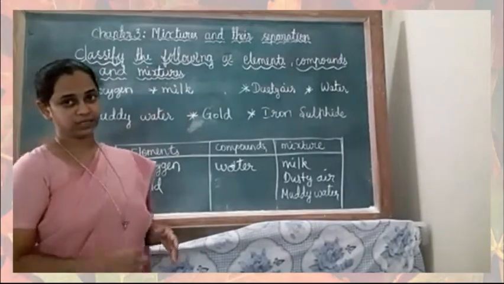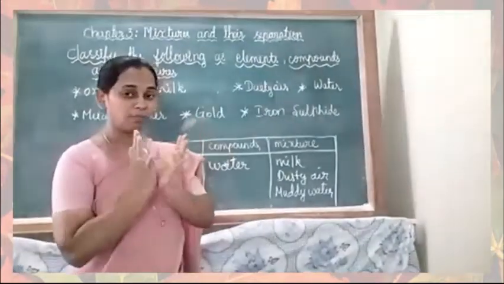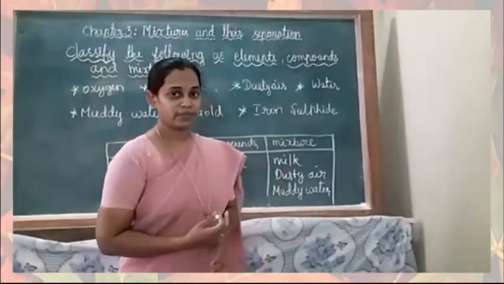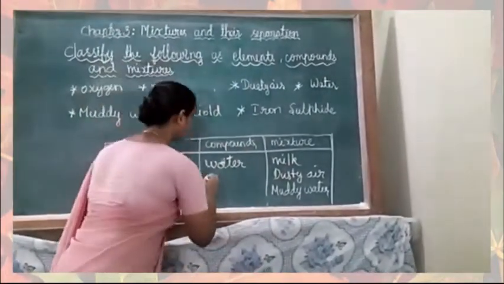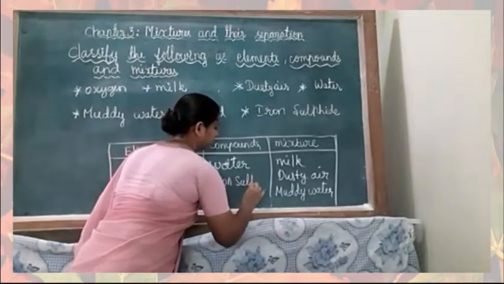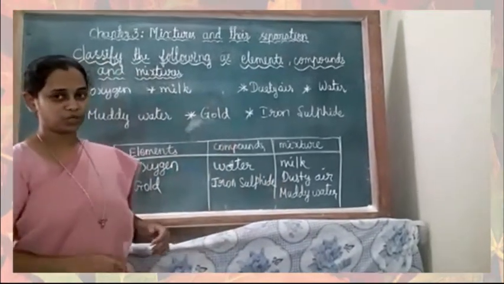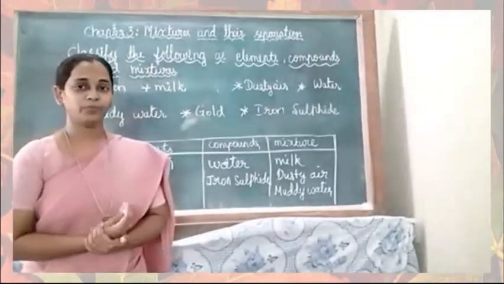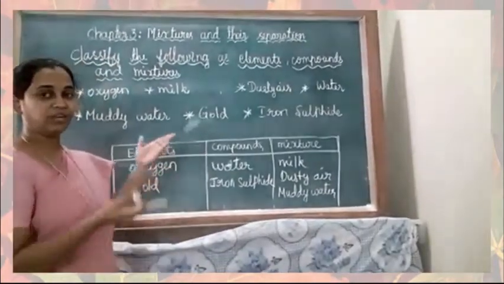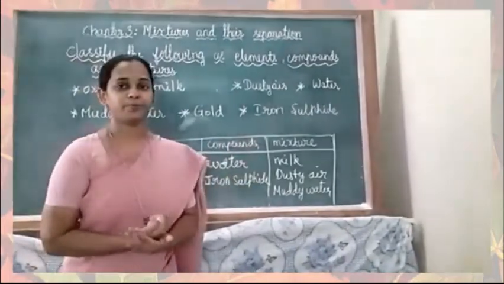Iron sulfide. Iron and sulfur are combined chemically to form iron sulfide. Therefore, iron sulfide is a compound. I hope you understood the differences between elements, compounds and mixtures.